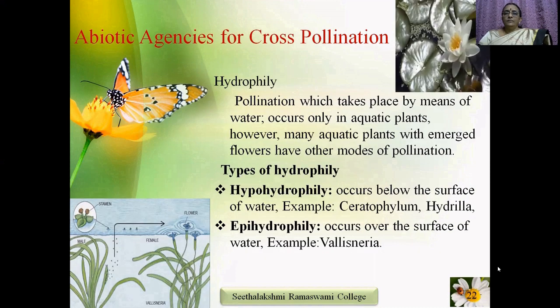Pollination by water, we call it hydrophily. In water pollination, the pollen grains are released either on the surface of the water or underwater and get drifted by the water current until they come in contact with the stigma. The aquatic plants only undergo water pollination, and this is called hydrophily. However, many aquatic plants with emerged flowers have other modes of pollination too.